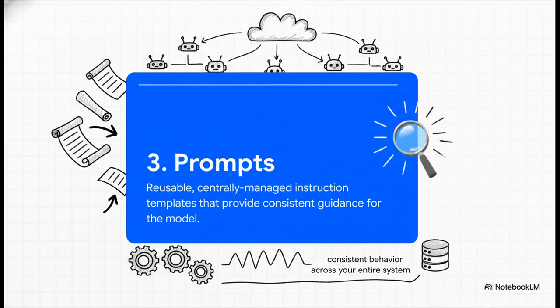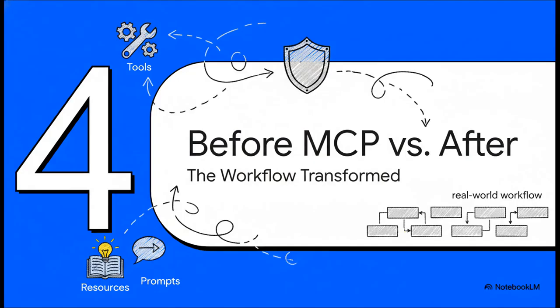And the third piece of the puzzle is prompts. Think of these as reusable instruction manuals for the AI. So instead of typing the same instructions over and over, you create a template. For our travel agent, a prompt might be something like, you are a friendly and efficient travel assistant. Your goal is to find the user the cheapest flight that meets their needs. By managing these in one central place, you make sure the AI always behaves consistently. And if you want to change its personality, you just edit the prompt. No coding required. So you've got tools, resources, and prompts, all safely managed by this gatekeeper server.